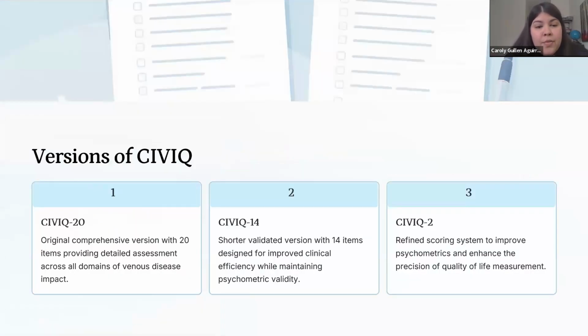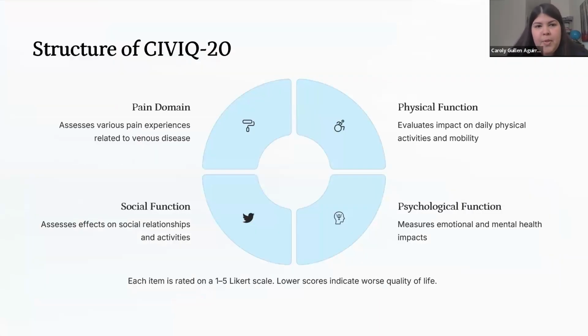So there are versions of this CIVIQ: the CIVIQ 20, the 14, and the latest, the 2, which is not actually the latest, is considered to be the same as the 14, but with fewer questions. The structure of this score is the pain domain, which assesses various pain experiences related to venous disease. Physical function evaluates impact on daily physical activities and mobility. Psychological measures the emotional and mental impact, and the social function assesses effects on social relationships and activities.